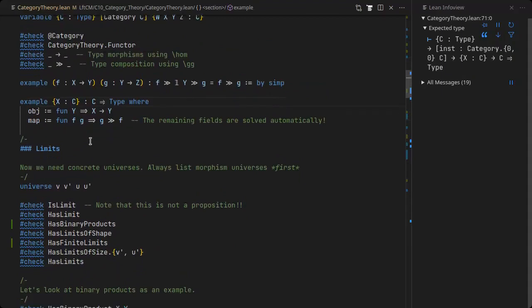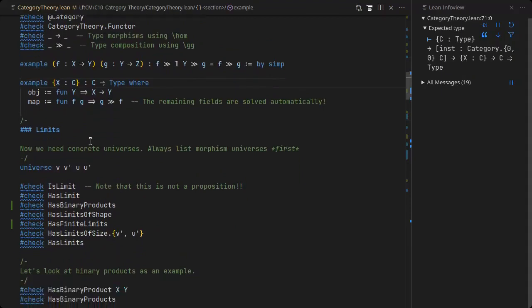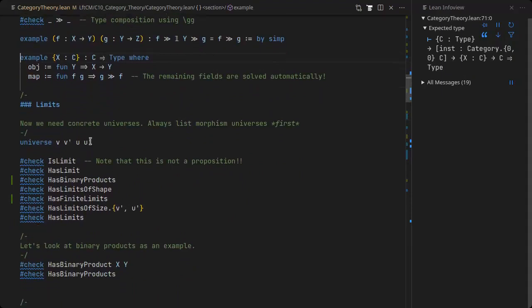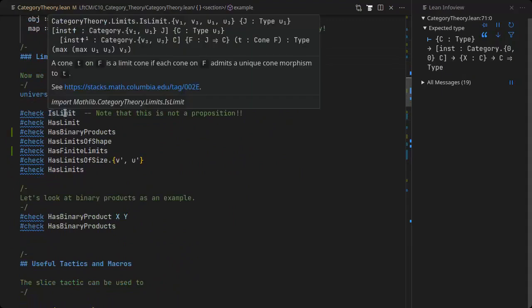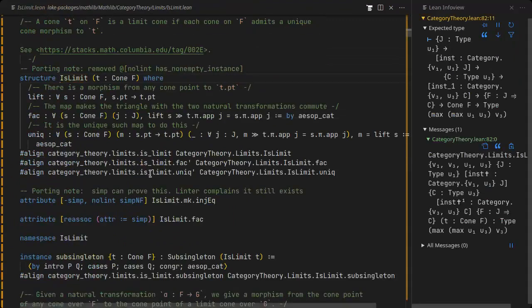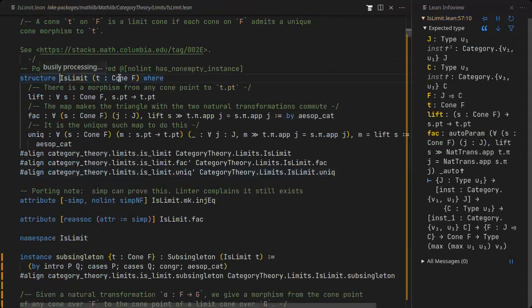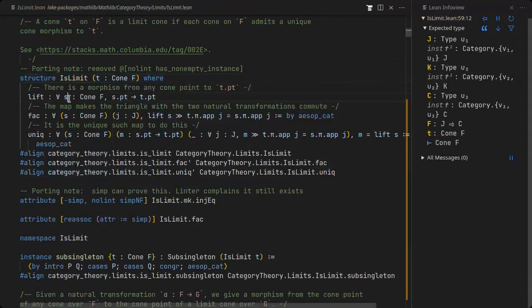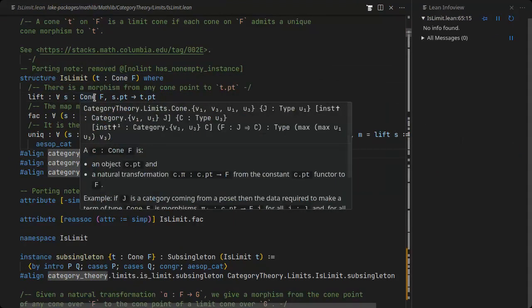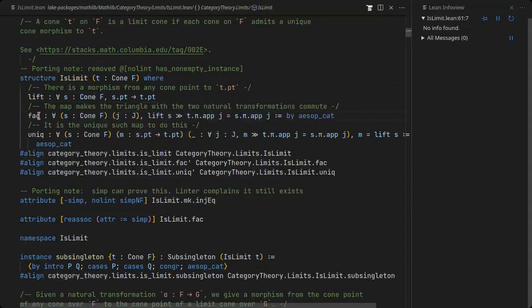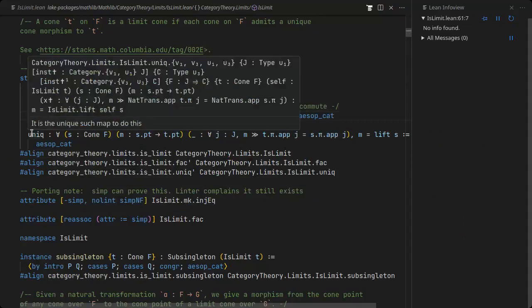Okay. Yeah, one big topic for category theory is obviously limits. I talked about the universes. So we have the definition is limit, which takes as a parameter a cone of F. So it basically just states, okay, an arbitrary cone over a functor is a limit. It does that by having the map down to the other point of the cone, to the other cone, the triangles that make up the rest of the cone, and then the uniqueness of the map.